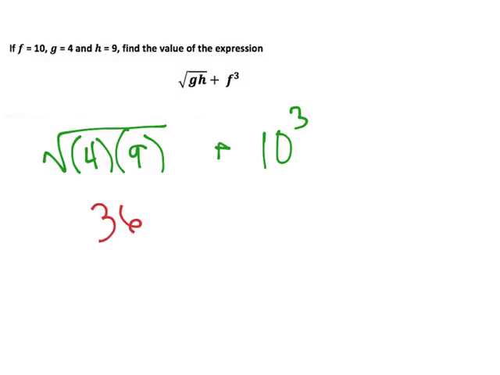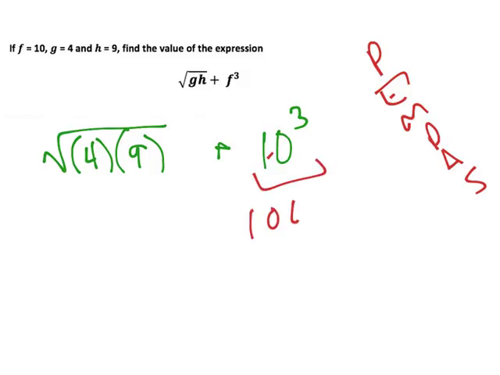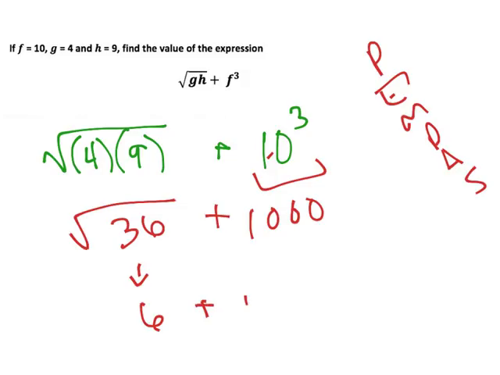So 4 times 9 is 36. Because remember, we're not doing that first. We have to do our PEMDAS. 10 cubed is 10 times 10 times 10. And 10 cubed will get us 1,000. We're going to add that to the square root. That's what that means. Of 4 times 9, which is 36. Okay? The square root of 36 is 6. And you add that to 1,000. And your answer is 1,006.